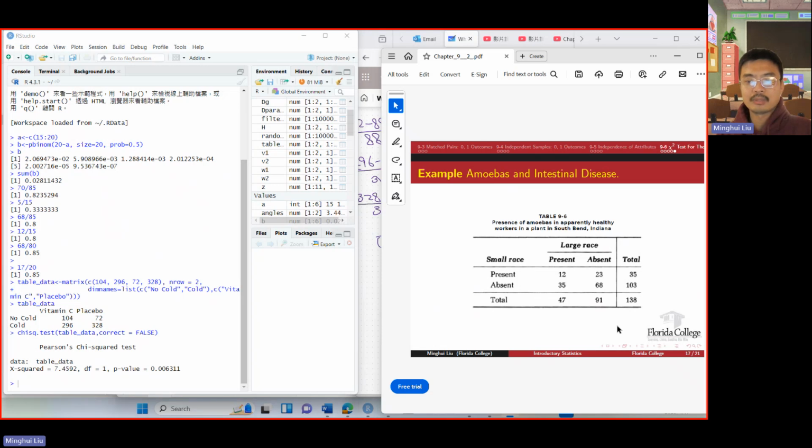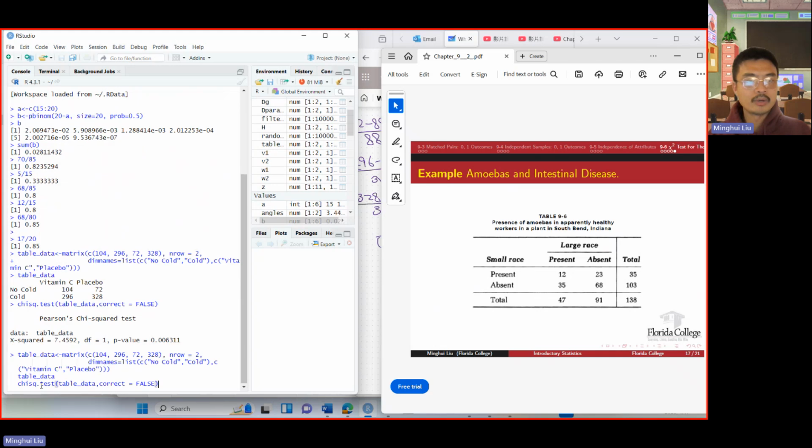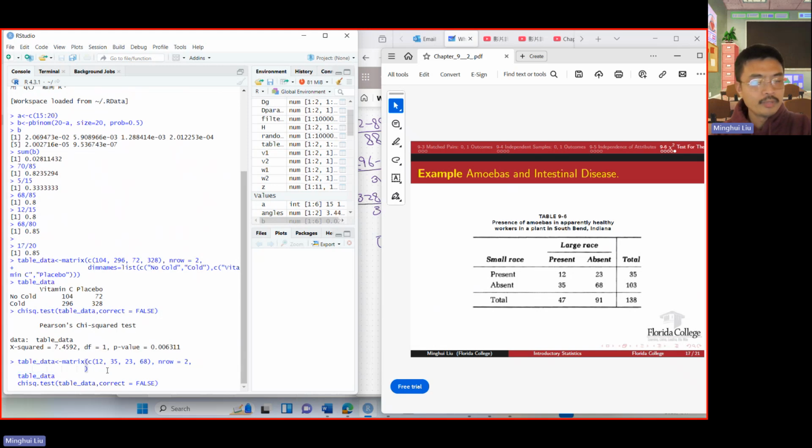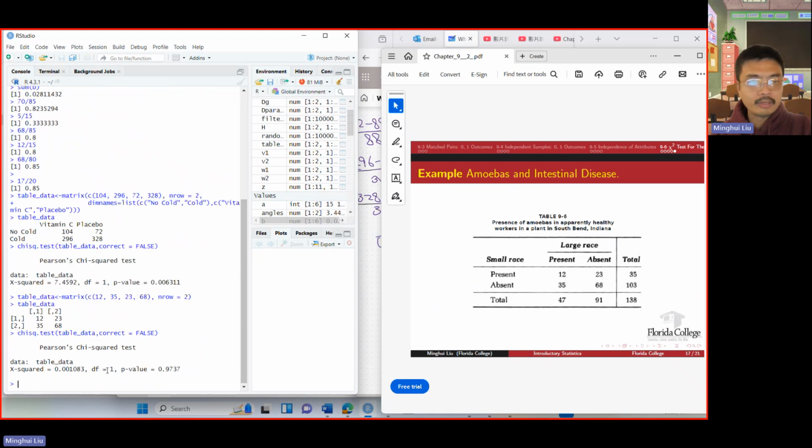And again, I'm going to skip the doing things by hand part. So what you can do with the R code is just to copy and paste the old R code, just modify the numbers. So here you can change this to 12 and then 35. Remember here we'll do it one column at a time, and then 23 and then 68. So this is the modified numbers. And then the dimension names, well, this is really just optional. If you want to type in the dimension names, to make the table look nicer, you're welcome to. Otherwise, you can just skip it and then just do the chi-square test without worrying about the dimension names.